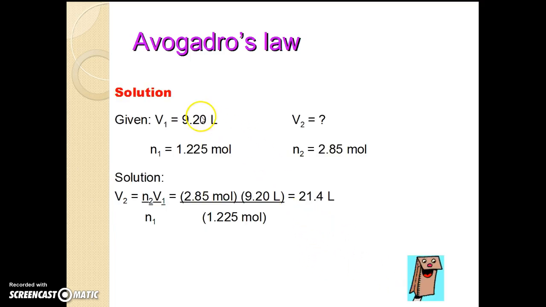Well, given that, we solve for V2. Always solve the algebra first. If we multiply both sides by N2, we get V2 equals N2 times V1 over N1. So we plug the numbers, N2, 2.85 moles, V1, 9.20 liters, and N1, 1.225 moles, into the equation, and do the math, we come up with 21.4 liters. And that's sensible because we've increased the number of moles of gas.